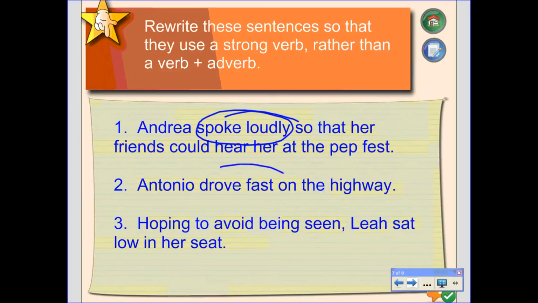Antonio drove fast. He screeched, he flew, he zapped, he zipped. Some onomatopoeia there would be cool. Or, again, hoping to avoid being seen, Leah sat low. Maybe she slouched, or some other interesting word to really get the reader into the moment.